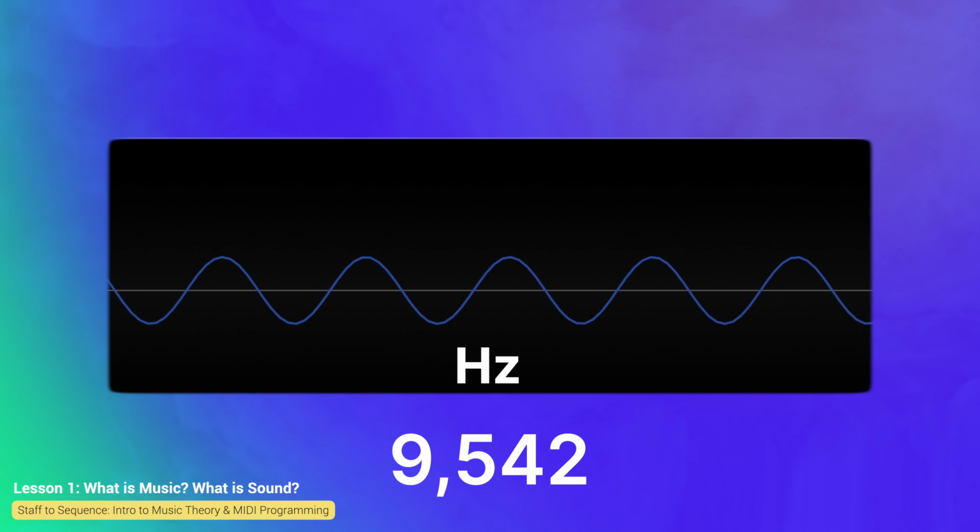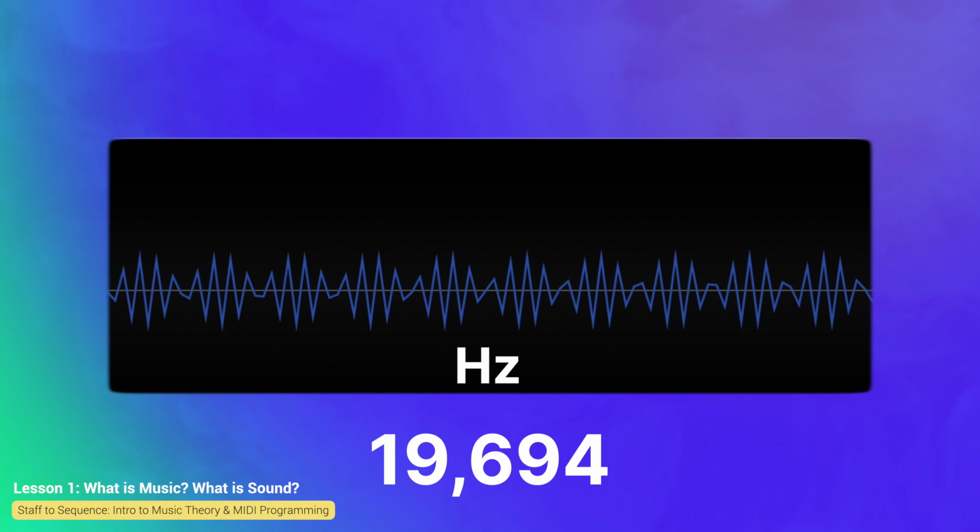On the oscilloscope, which shows a two-dimensional view of a sine wave, you can see how the waves get closer as the frequency increases. This reflects the shortening wavelength of the sound.